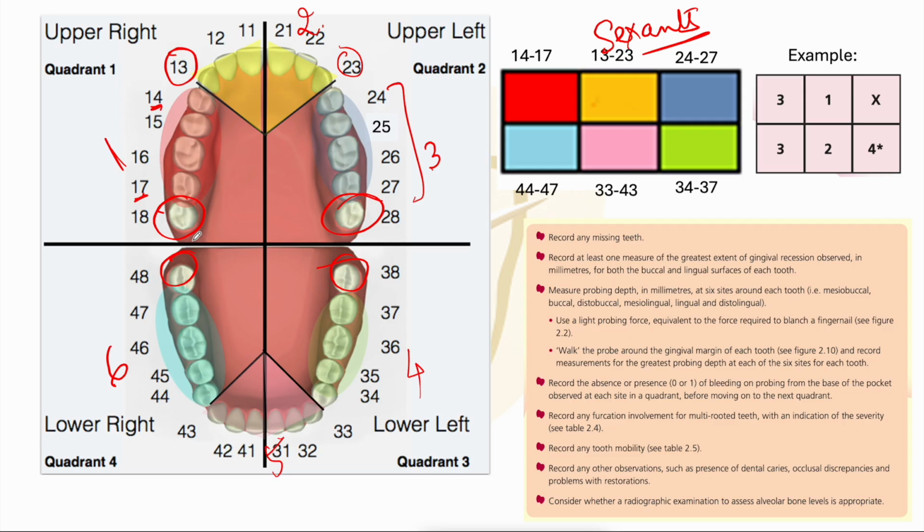Why don't we include our wisdom teeth? Because they have their own wisdom. We don't want their wisdom in our calculation, so we are going to avoid that. Okay, so we have six sections that we are going to see.